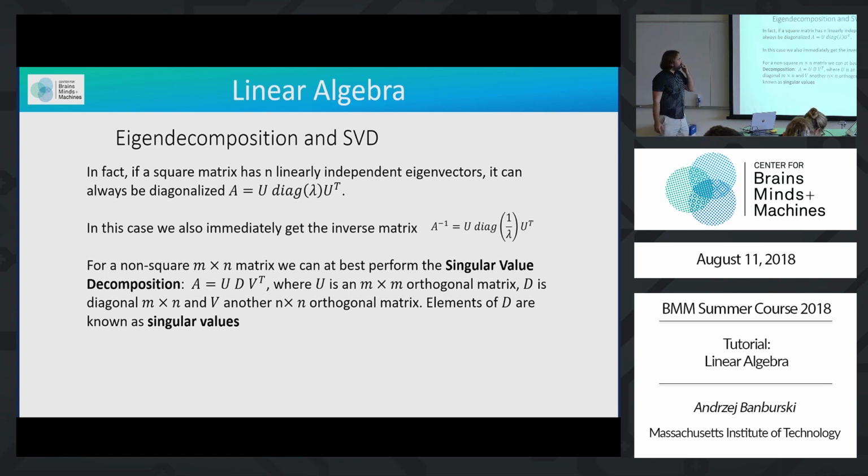In general, if we have a square matrix and it has n linearly independent eigenvectors, so it's invertible, we can always diagonalize it. This diagonalization is such that the matrix A is some orthogonal matrix U times a diagonal matrix that has the eigenvalues on the diagonal times U transpose. And immediately we get that for these matrices, the inverse is very simple to get, because it's just the same orthonormal matrix times the diagonal with 1 over the eigenvalues times U transpose.